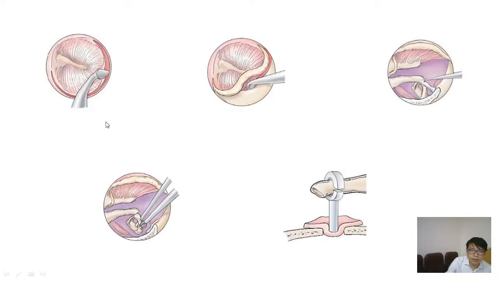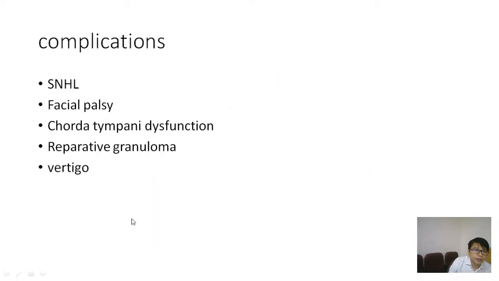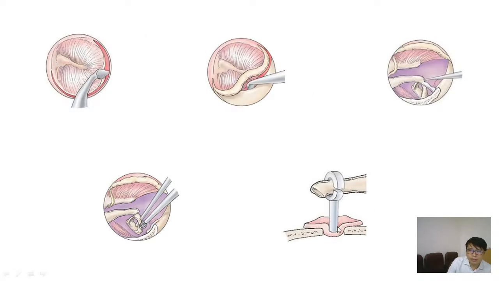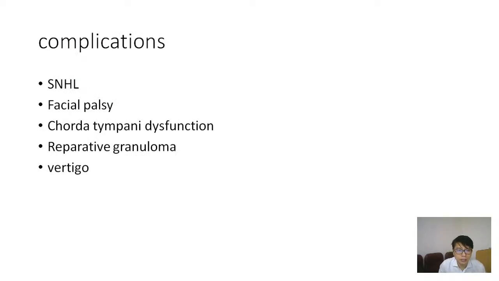Since the facial nerve is very close, this is the stapes footplate, and just above the footplate is the facial nerve. Sometimes the facial nerve canal can be dehiscent, and the nerve may prolapse over the stapes oval window area or footplate. In such cases, if we are not careful, we can cause facial nerve injury. Then there is chorda tympani dysfunction, because we are also manipulating that. And since we are using this Teflon piston, sometimes it can cause foreign body reactions and reparative granuloma formation. This can also lead to sensorineural hearing loss.